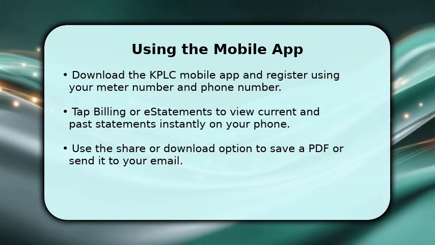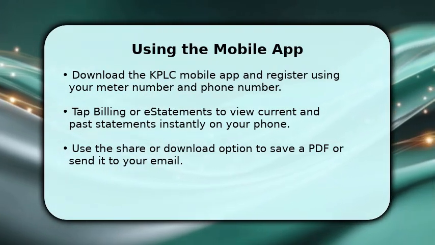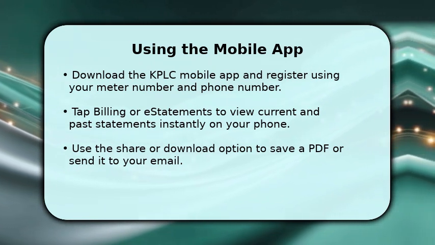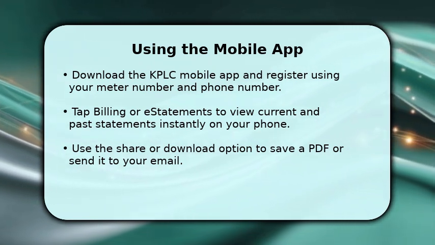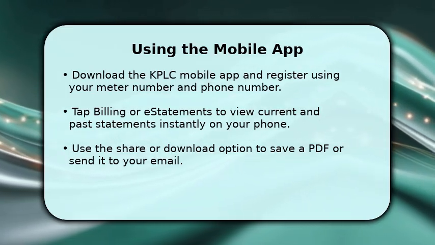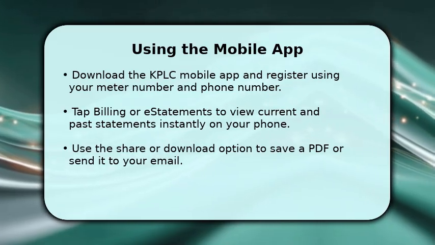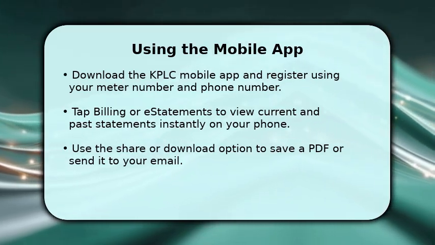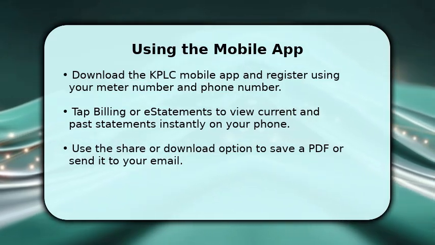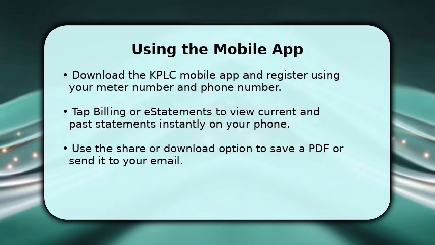Open the KPLC app after registering with your meter number and phone number, then authenticate with OTP. Tap the Billing or E-Statements tab to load recent and past statements quickly. Choose the specific month you need and use the Share or Download button to save a PDF to your device or email it to yourself. This makes it easy to keep copies for payment, reimbursement, or dispute purposes.